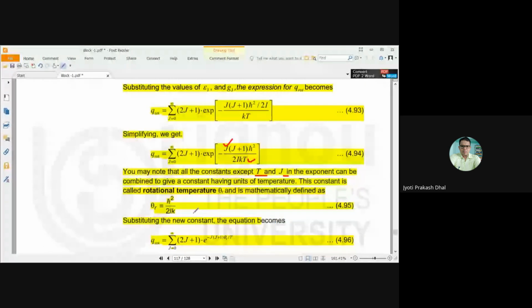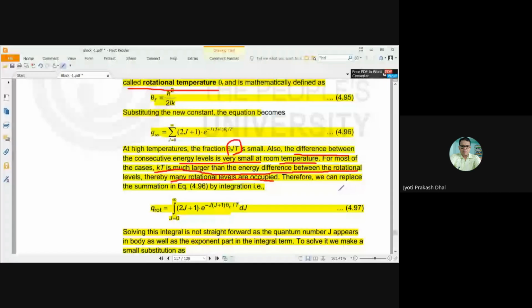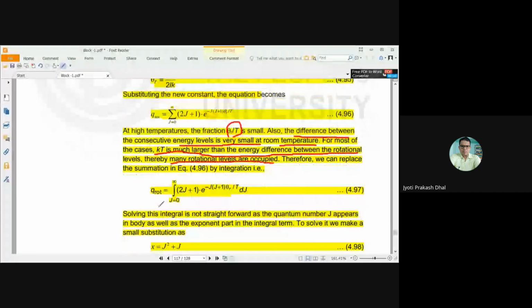So in the above expression, the constant is called the rotational temperature. So that can be written as the summation of 2J plus 1 e to the power minus theta_r by T. This is small because the temperature is much larger than the energy, and replacing the summation, Q rotational equals the integration of 2J plus 1 e to the power minus theta_r by T dJ.